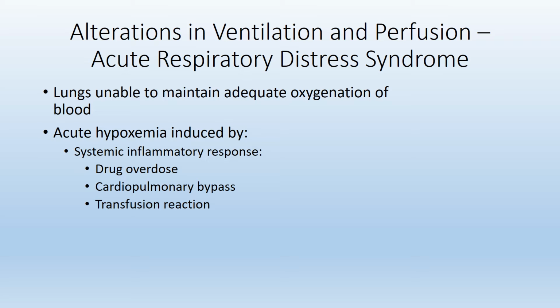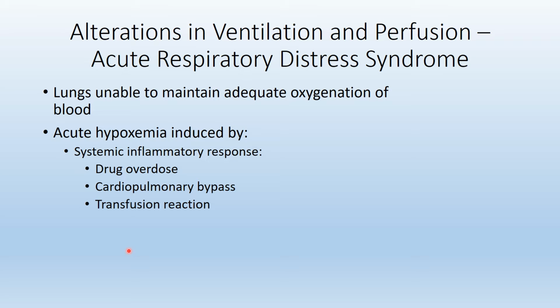So this acute hypoxia that is resulting from the acute respiratory distress syndrome can really originate from two sources. One is systemic and one is pulmonary. And so the systemic inflammatory responses are going to be induced by drug overdoses. And so they are causing systemic vasodilation, reducing that driving force, reducing the pressure gradients.